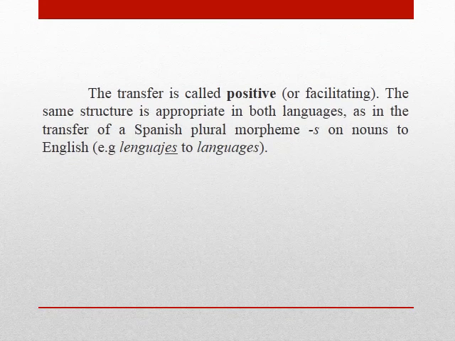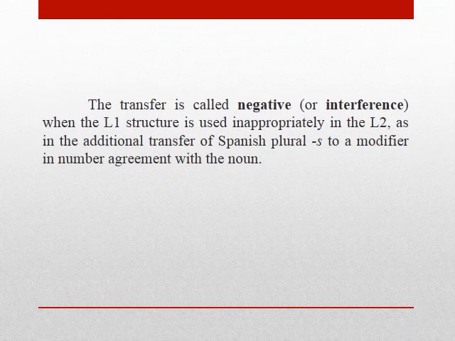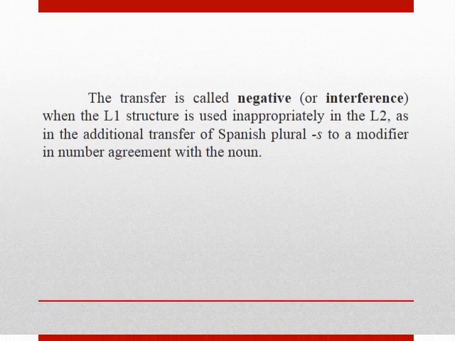The transfer is called positive, or facilitating, when the same structure is appropriate in both languages, as in the transfer of a Spanish plural morpheme s on nouns to English. Example, languages to language. The transfer is called negative, or interference, when the L1 structure is used inappropriately in the L2, as in the additional transfer of Spanish plural s to a modifier in number agreement with the noun.